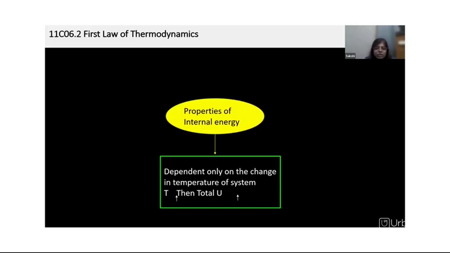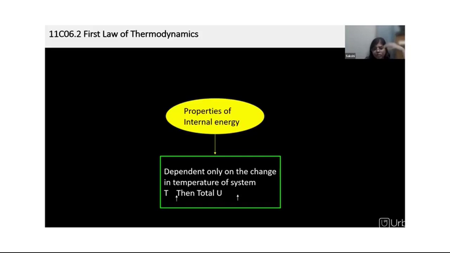Basically, it becomes very difficult for us to calculate the internal energy. We cannot calculate the total energy of any system. It will become very difficult for us. So we can only calculate the change in the internal energy. What is the change in the internal energy, and what causes this change? It is because of heat or because of work done. There will be some changes that will be caused.